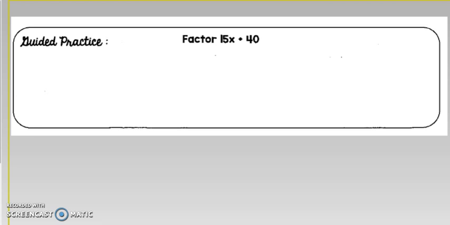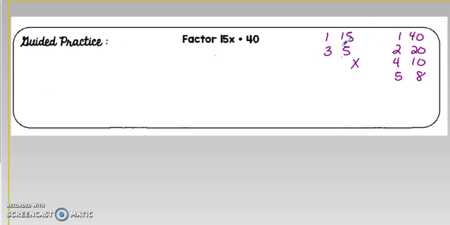Let's do a practice one together. I'm going to list the factors of 15x. I have 1 times 15. I have 3 times 5. And I don't want to forget about the x, so I'm just going to include that there. Now I'm going to look at 40. I have 1 times 40. I have 2 times 20. I have 4 times 10. And I have 5 times 8. All of these, when multiplied together, would give me 40.